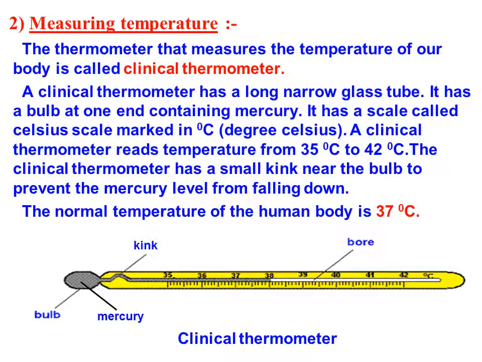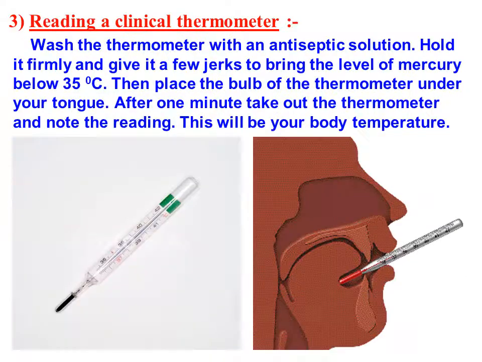Measuring temperature. Basically our human body temperature is measured by a clinical thermometer, and a clinical thermometer is a long narrow glass tube. It has a bulb at one end which contains mercury. It also has a scale that is marked in degrees Celsius, and the range of a clinical thermometer is 35 degrees Celsius to 42 degrees Celsius. There is a small kink near the bulb to prevent the mercury from falling down, and the normal temperature of the human body is 37 degrees Celsius.